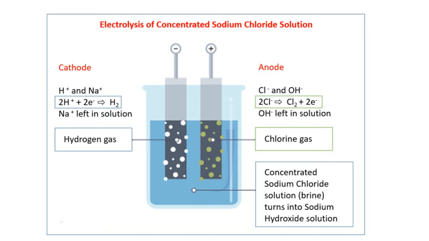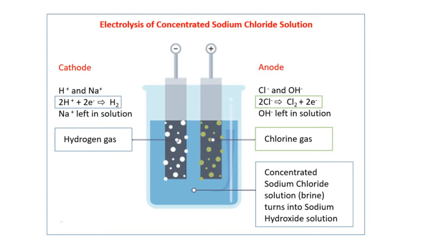Another example is we are going to electrolyze concentrated sodium chloride. Now it's concentrated. That means halide ions are more than hydroxide ions. That's the only change you have to notice here. For the cathode, no problem at all, because sodium and hydrogen ions will be there. And obviously, sodium is above hydrogen in the reactivity series. So hydrogen ions get discharged soon to form hydrogen gas.